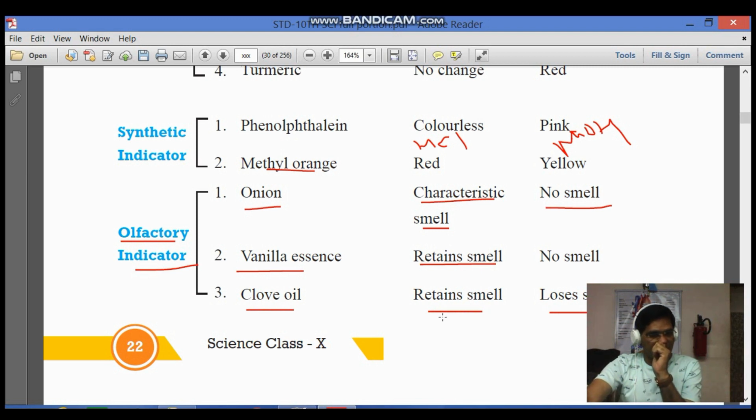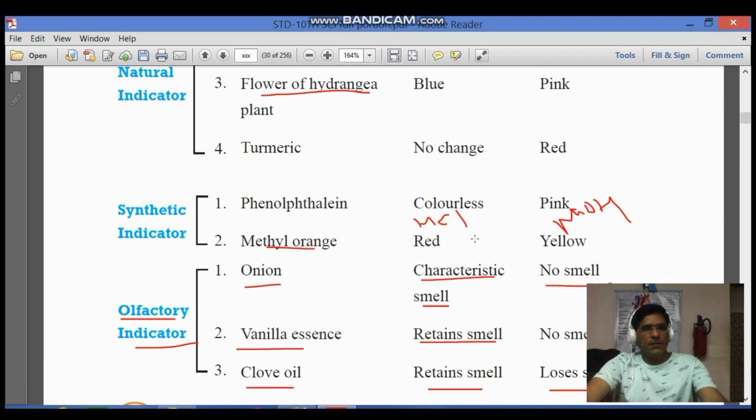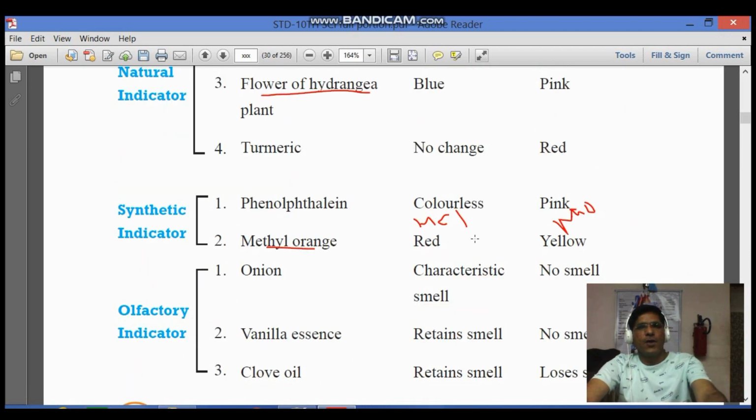If acid is there, then clove oil retains its smell. So these are the topics related to indicators. And now these are all the topics related to acid, base and salt.